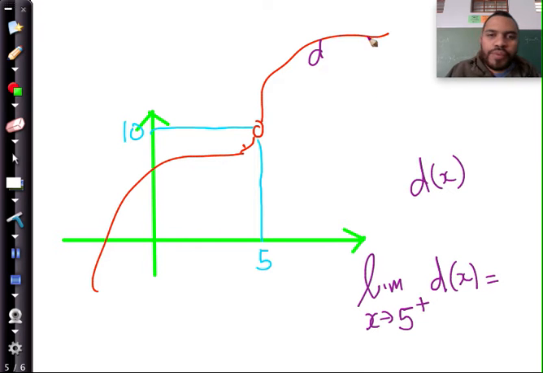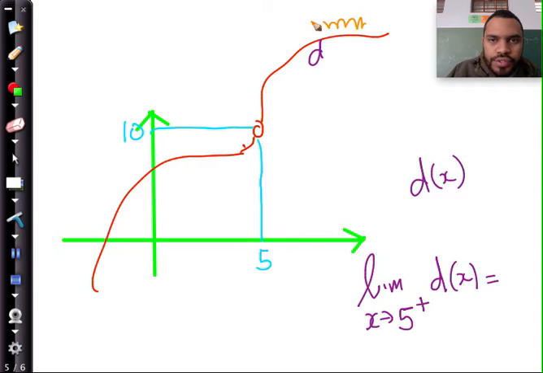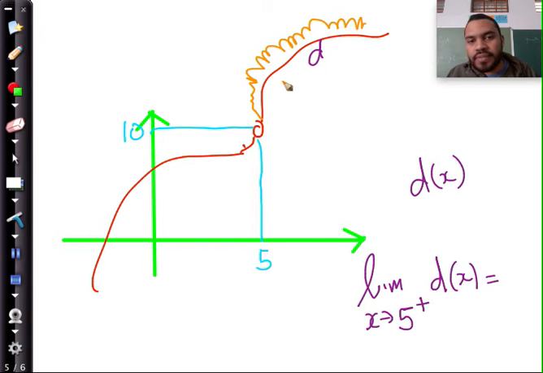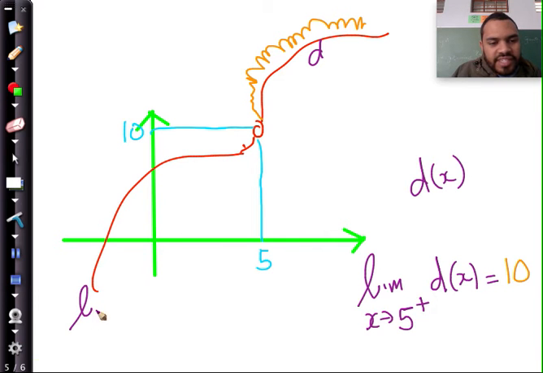Okay. So when I run along this line or on the function, sprinting there, okay. Now, where do I end up? At 10. And now, if I run from the left hand side, I'm also considering the limit as x approaches 5 from the left hand side.